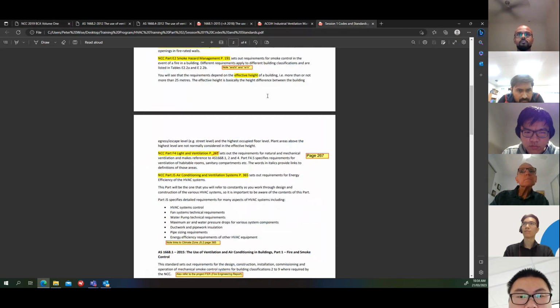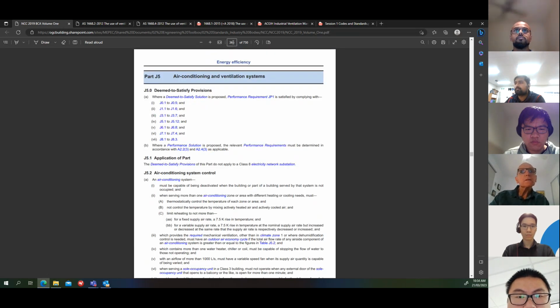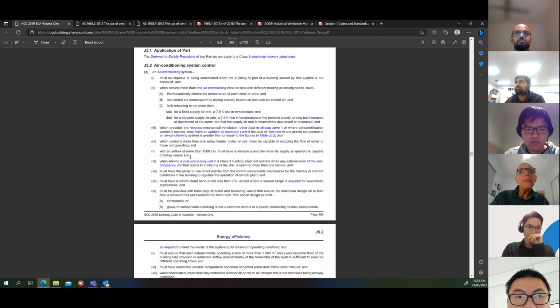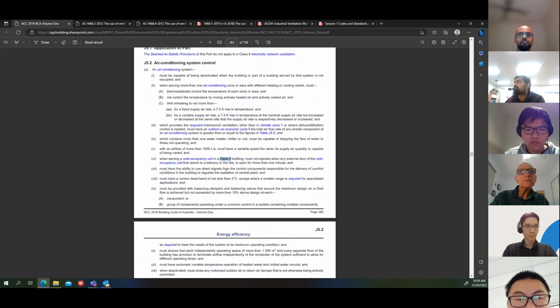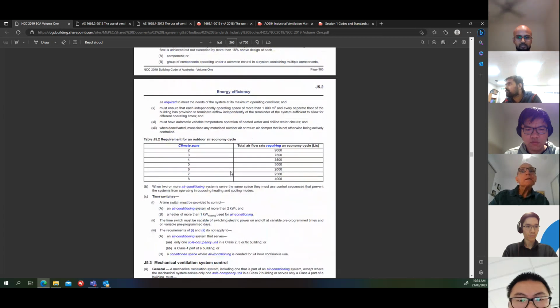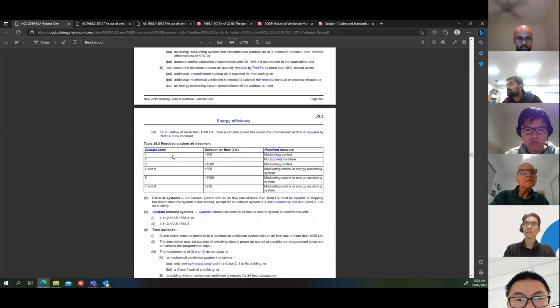We'll just quickly run through some of the things in section J. Just bear with me a second. Right, so air conditioning system control, lots of requirements, not too horrendous, but again, you can see here reference to the class of the building. Just look through that and see what you have to do. Then mechanical ventilation system control. Again, climate zone, outdoor airflow rate. What do you need to do?